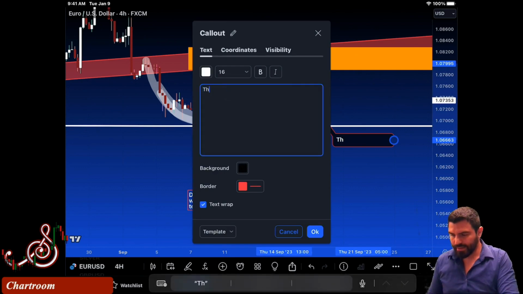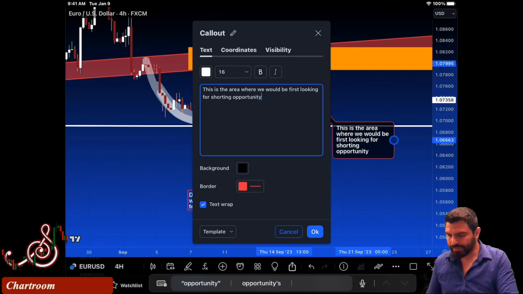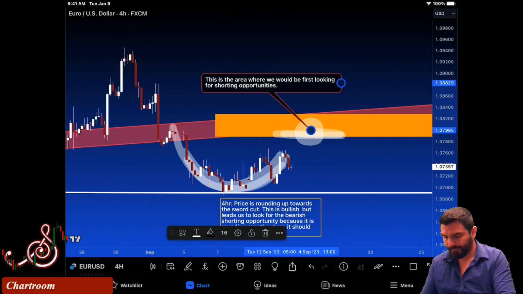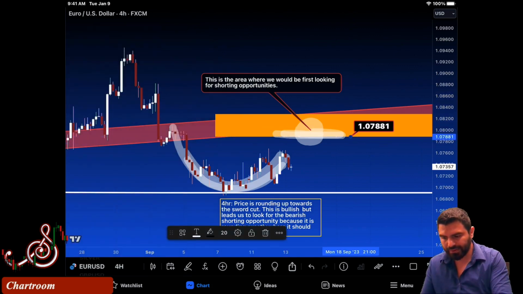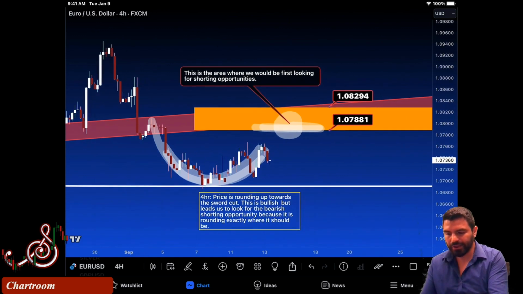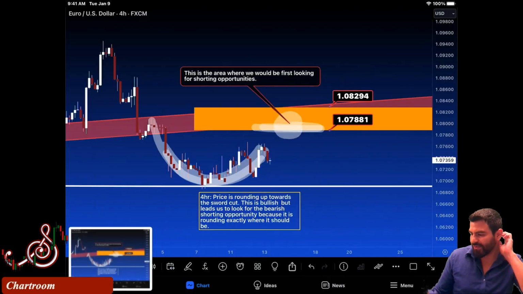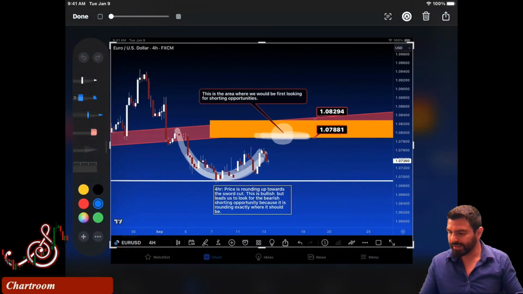This is the area where we would be first looking for shorting opportunities. Okay, and then I'll put these two prices so you guys know approximately according to what we drew. One here and here, and so you guys now know what areas you might be looking. But again, this is 4 hour chart, so is there any other opportunities we can use to make money?